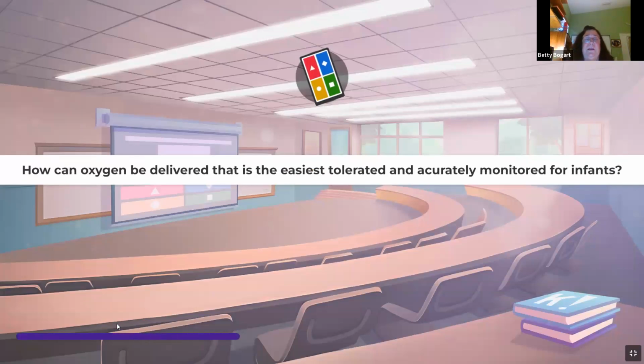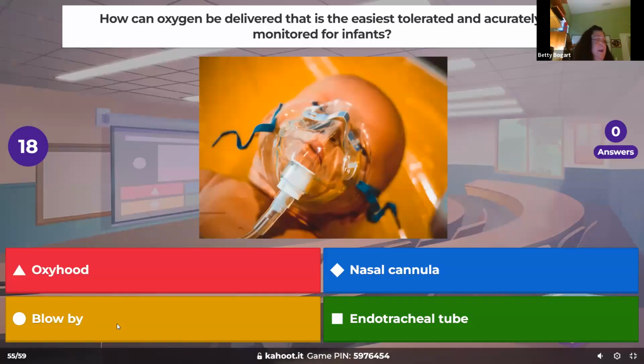How can oxygen be delivered that's easiest tolerated and accurately monitored for infants?